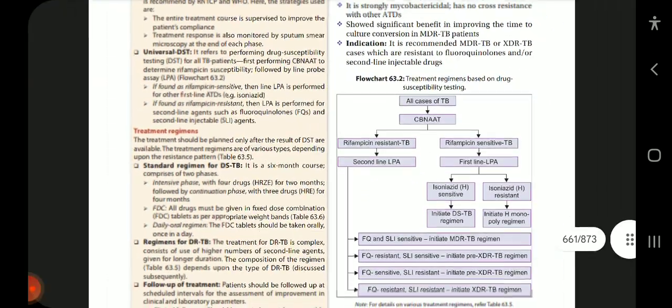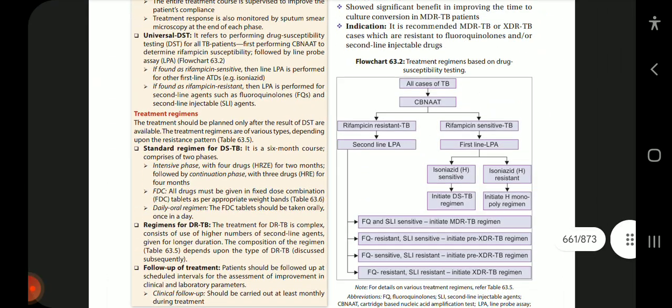Now, in this flowchart, we summarize the treatment regimen. All cases of TB undergo CBNAAT. If it is rifampicin sensitive, then of course first line LPAs are given, like isoniazid. If isoniazid is sensitive, then initiate the DS-TB regimen, and if isoniazid resistant, then initiate the H mono-poly regimen.